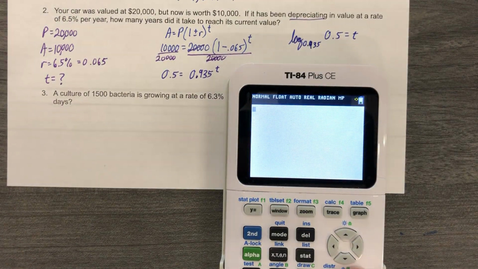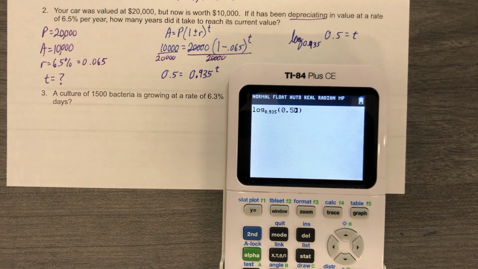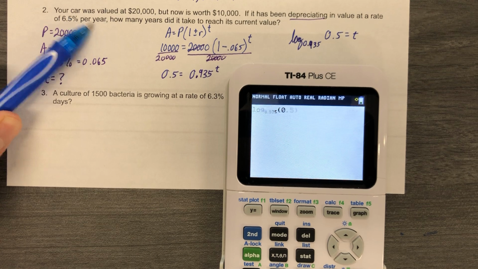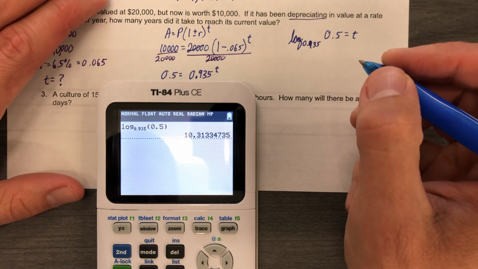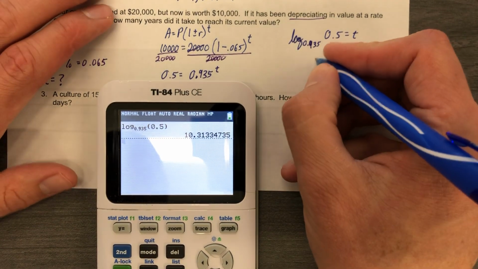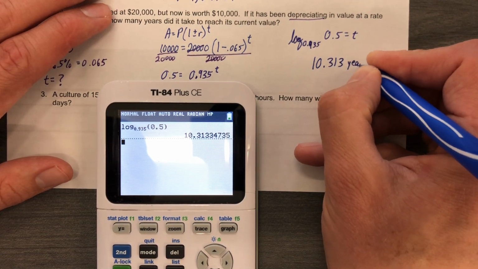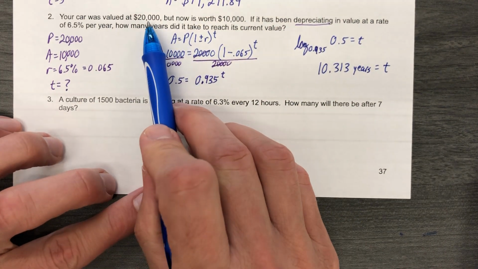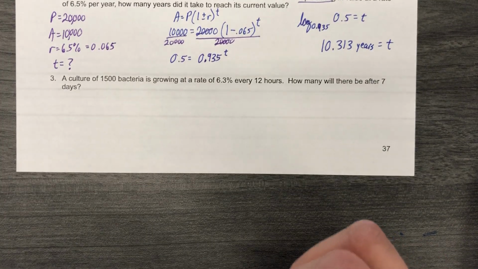Okay, let's start typing. 0.935, 0.5, and this is going to equal time. What is time? Well, they are talking in terms of years, so my final answer is going to be, well, years. And they didn't ask to the nearest what. I'm going to use 3 decimal places, which isn't very practical for years, but why not? 10.313 years equals t. That's how long it takes for the car to depreciate from 20 to 10, to lose half its value, basically.